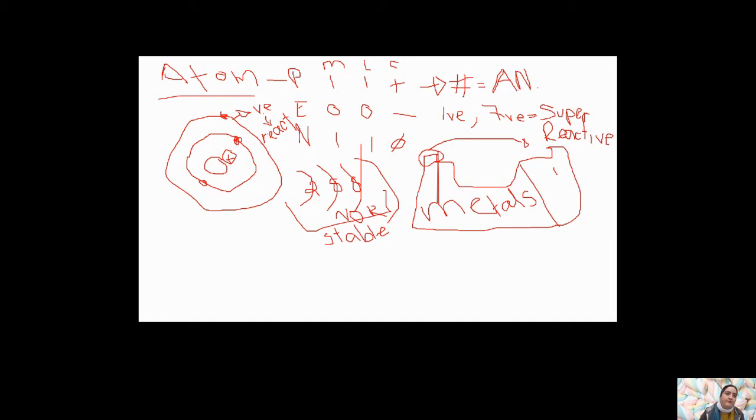On the right side, we have the non-metals. And in between the two, we have a staircase of approximately 7 or 8 elements, I don't remember exactly, that are our metalloids.